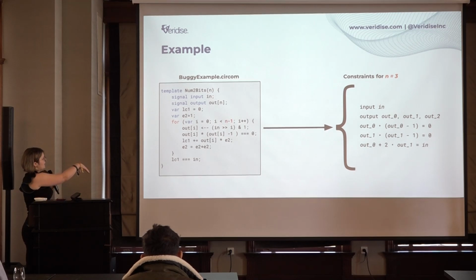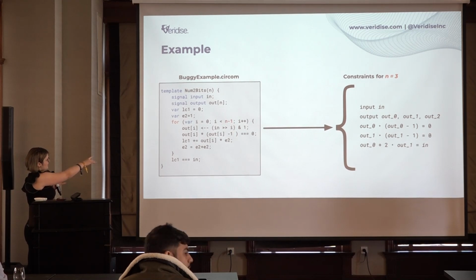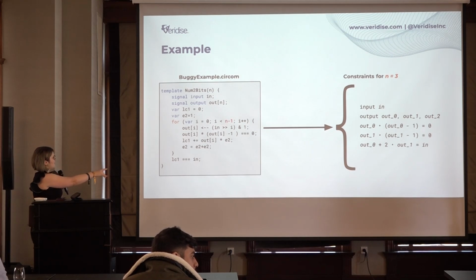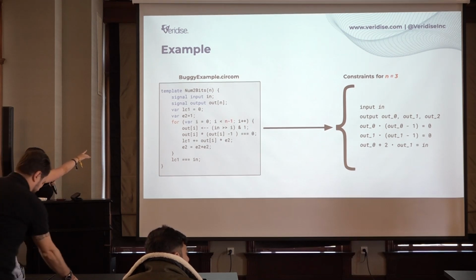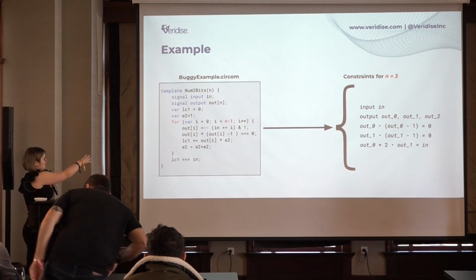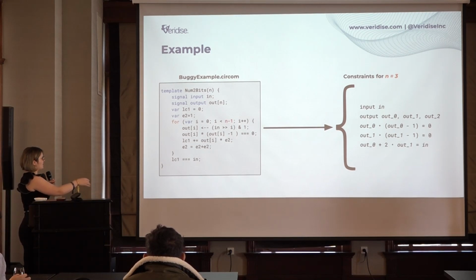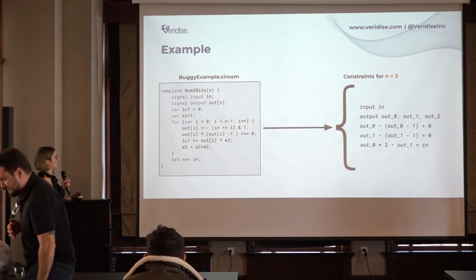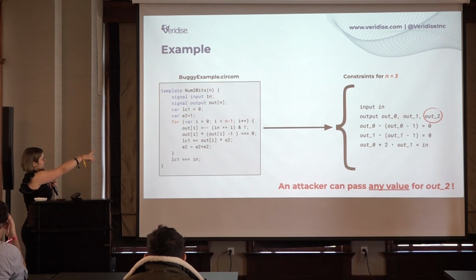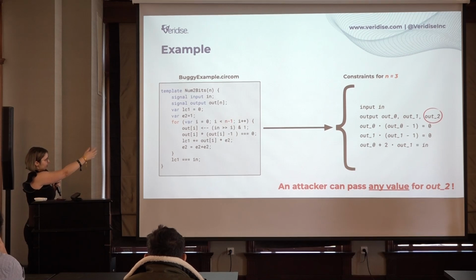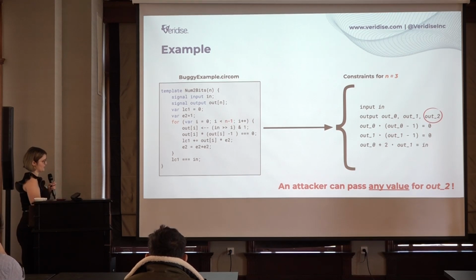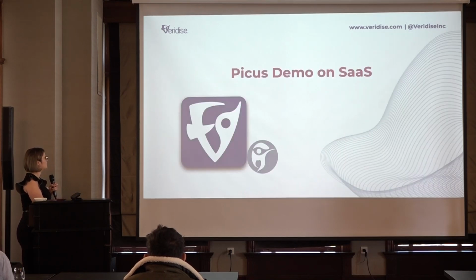Here is an example which has a vulnerability because in this for loop, we don't loop until the very last element, we loop until the previous element. And when we instantiate this example with n equal to 3, we will notice that the last output signal will be under-constrained. So basically, the users can pass any value for this output.